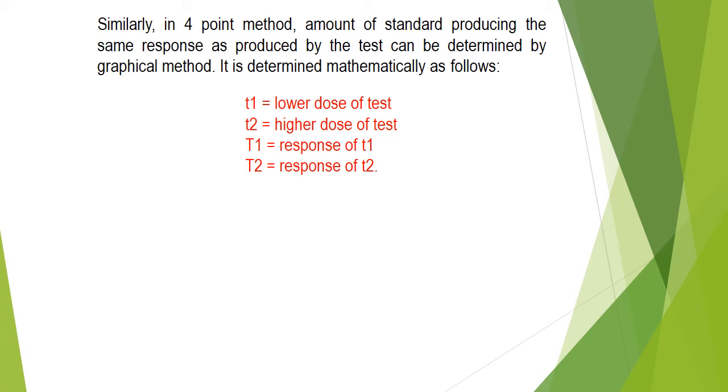Here, small t1 is the lower dose of test, small t2 is the higher dose of test, capital T1 is the response of t1, and capital T2 is the response of t2.